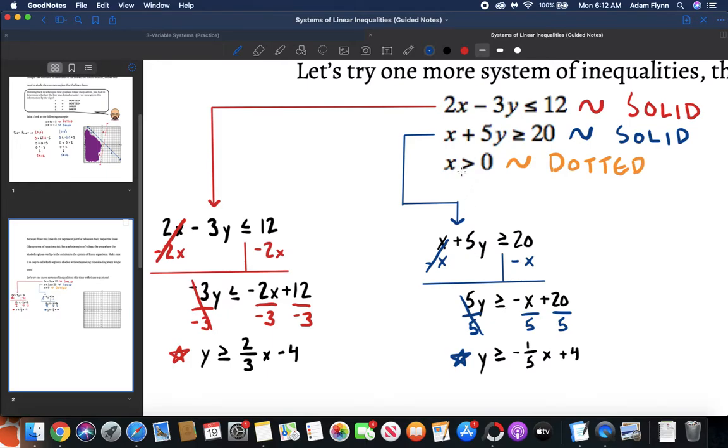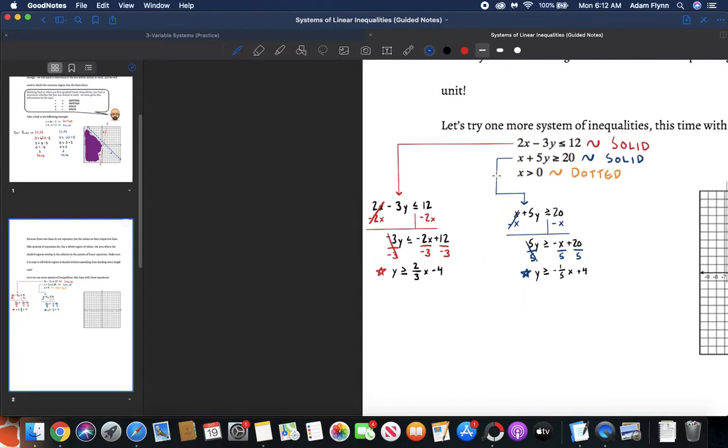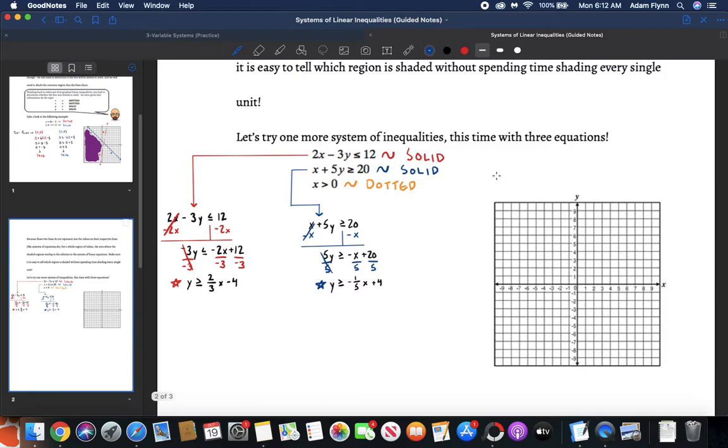And taking a look at my orange line, that's as simplified as I can get it. So I know this is going to be a vertical line through 0. Okay, so what I'm going to do now is graph these lines.